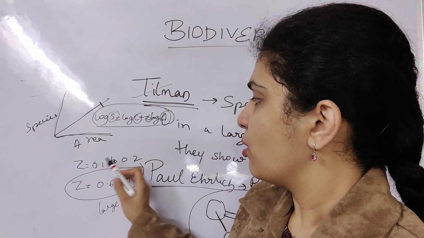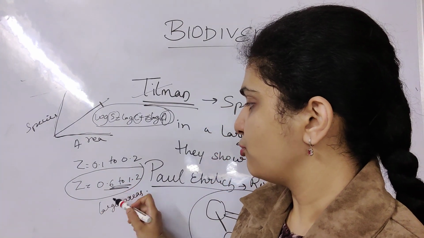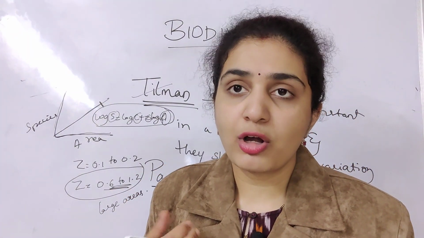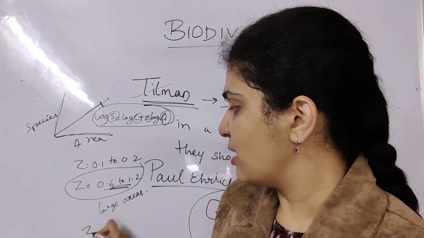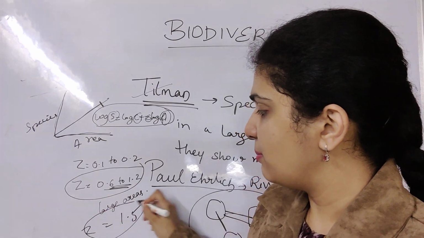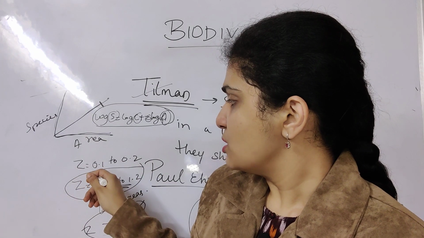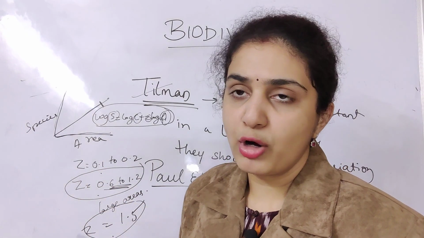Then normally it is 0.1 to 0.2, and 0.6 to 1.2 for larger areas. For fruit-eating birds, fungivorous birds, or those that eat seeds, the Z value is 1.5. I want you all to remember this clearly because every time in the NEET, they will ask this question. So 0.1 to 0.2, 0.6 to 1.2, and Z is 1.5.